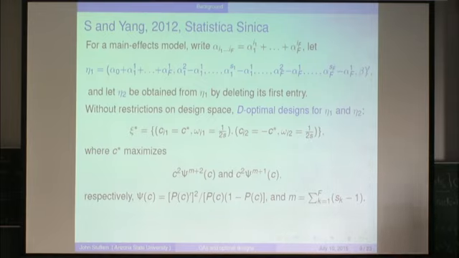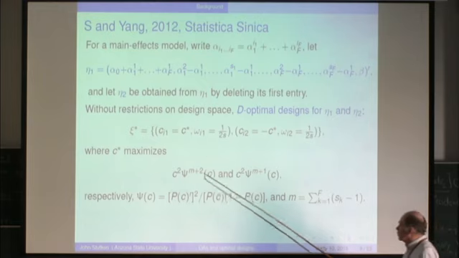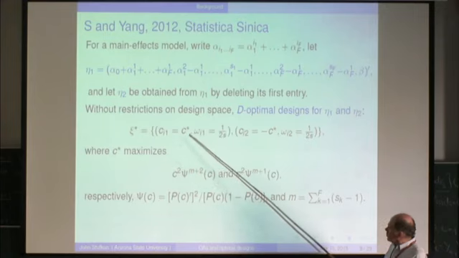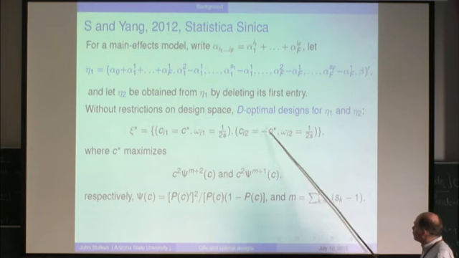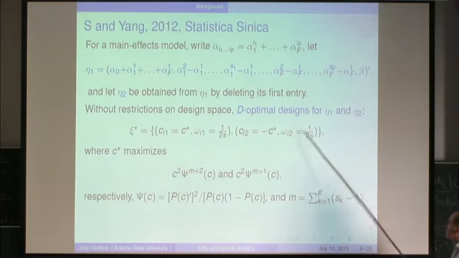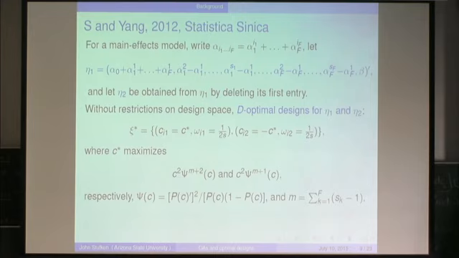So if there were no restrictions on the design space, so for every cell we can take whatever C we want, then what you can show is that the optimal designs for these parameter vectors, eta 1 and eta 2, consist of, or at least a d-optimal design is given by, a design that makes observations at 2 points, C star and minus C star, in each of the cells, and that uses equal weight. So it's uniform on its support. So it has exactly 2 design points in each cell, C star and minus C star, and it's uniform on its support.